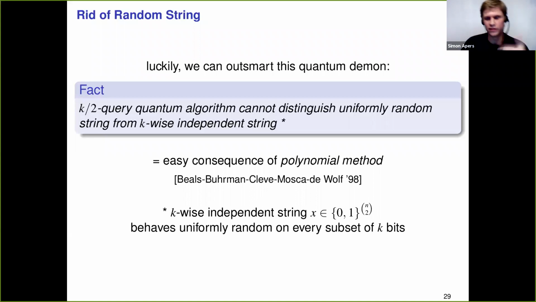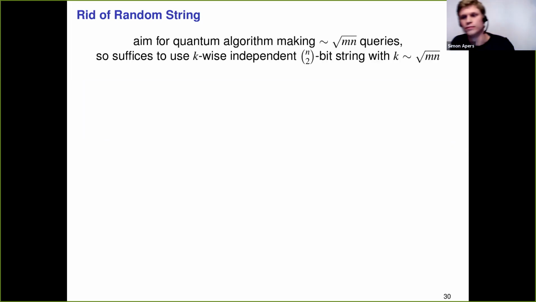So what do I mean by k-wise independent? K-wise independent is a weaker notion than a uniformly random string. A k-wise independent string x behaves uniformly random only on subsets of k bits, whereas a uniformly random string should behave uniformly random on any subset. Here this is only the case for subsets of k bits, and this is a significantly weaker notion.